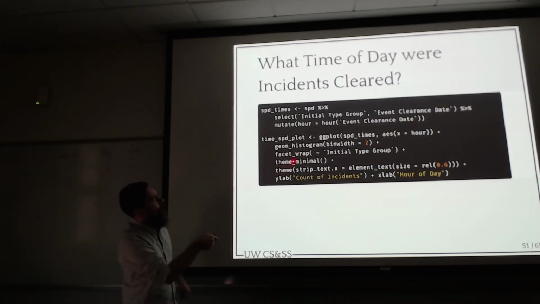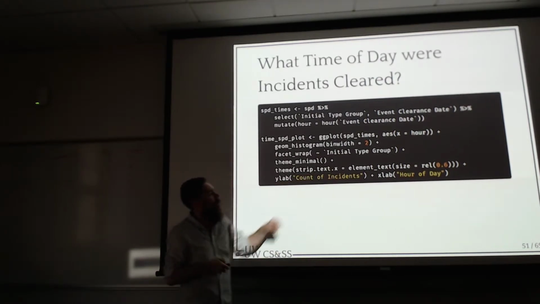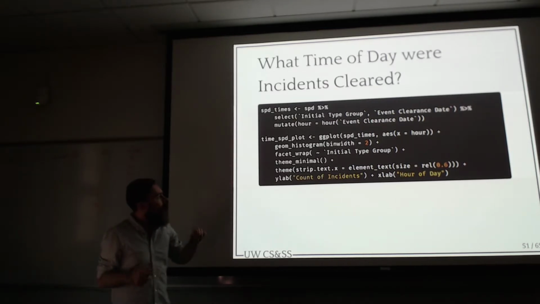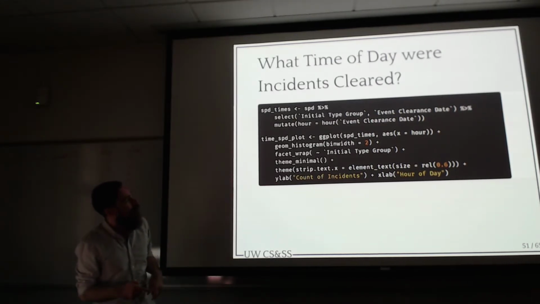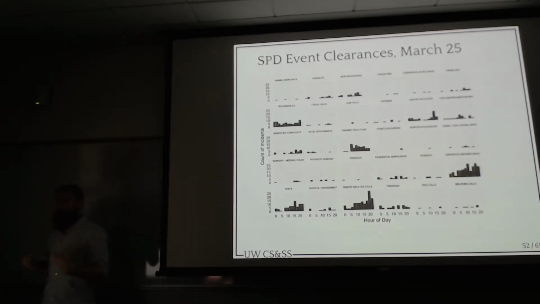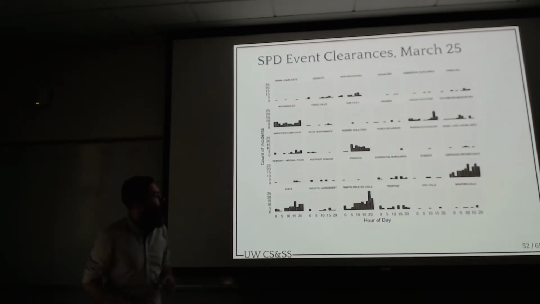And then doing some little tweaks with the theme. The strip.text.x is changing the text size on all the facets. Add a nice y label and x label. We get this. These are all of the different types of crimes seen in the police data and histograms of all of them hour by hour over time.